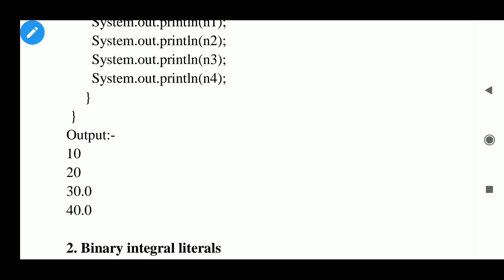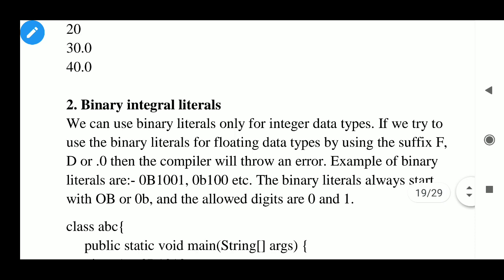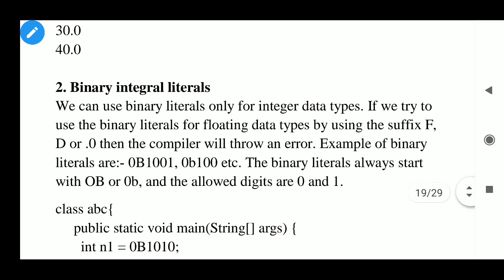So now binary integral literals. I am explaining to you in detail. You just learn it. Binary integral literals. We can use binary literals only for integer data types. If we try to use binary literals for floating data types by using the suffix F or D or 0.0, then the compiler will throw an error. Understood? In binary only integer data types you can use.